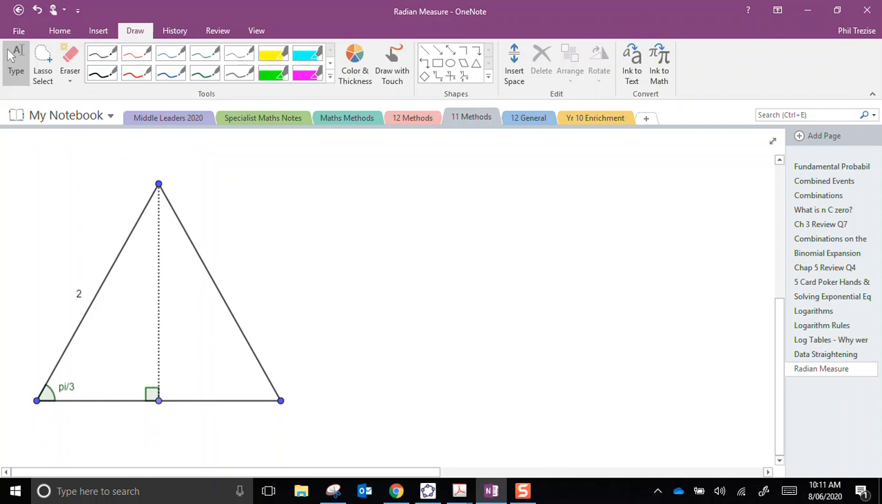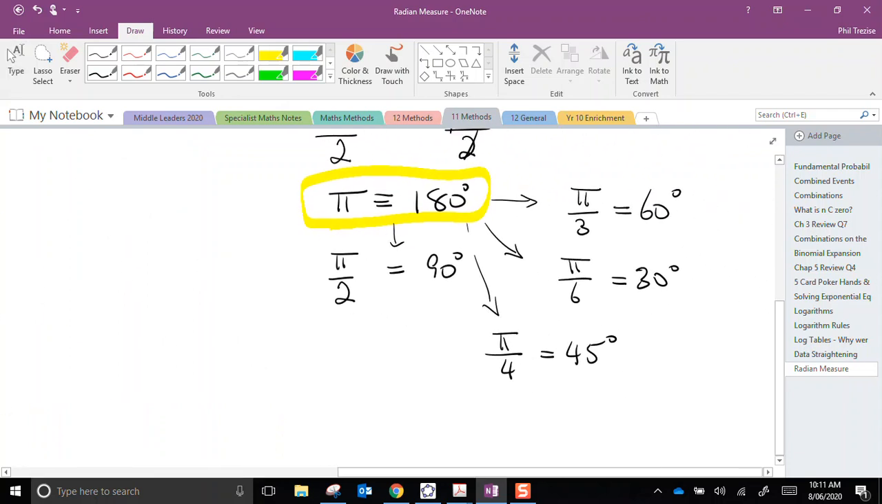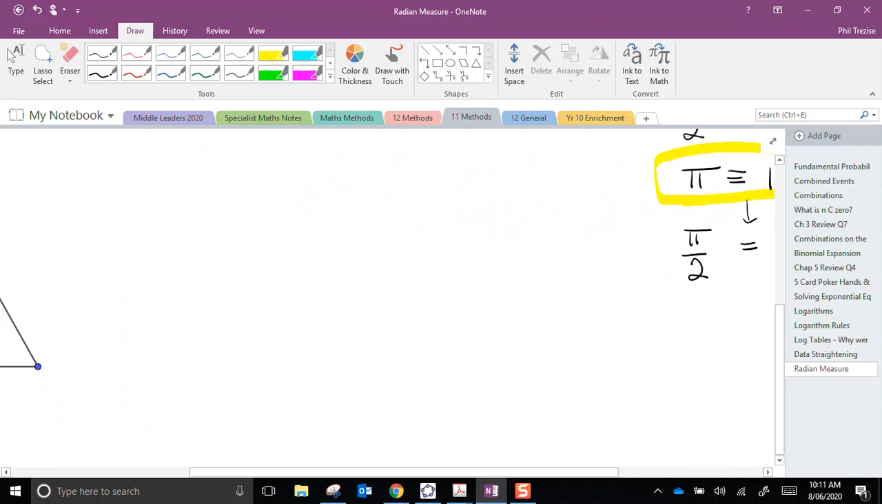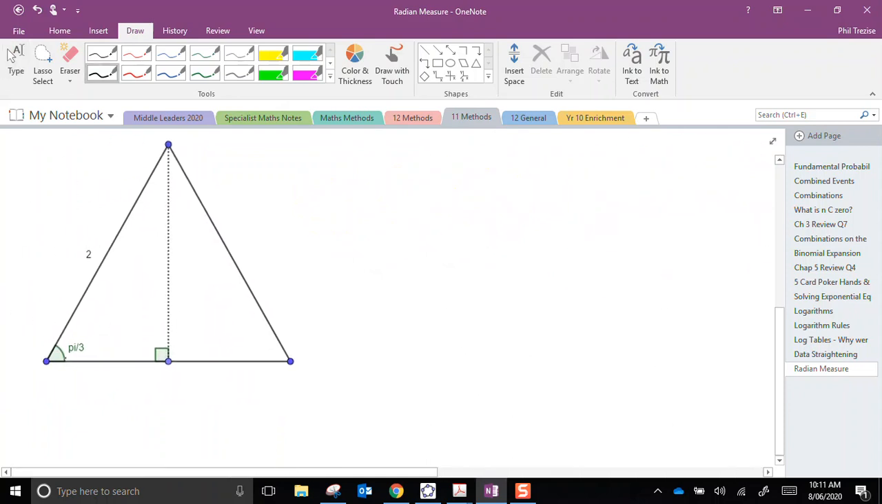Now let's look at this diagram. This is an equilateral triangle. It started life, the big triangle is equilateral. So you would probably say 60 degrees in each corner. But remember from what we saw there, 60 degrees is the same as pi over 3. That's why I've labelled this one pi over 3.